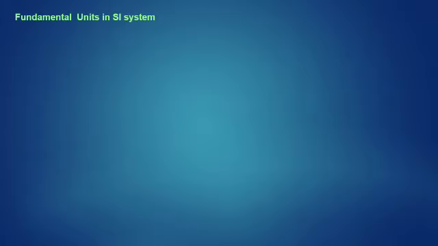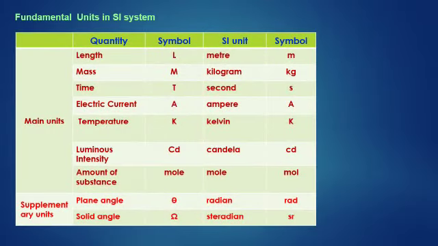Fundamental units in SI system. We have 7 fundamental quantities and their units and symbols: length, meter; mass, kilogram; time, second; electric current, ampere; temperature, Kelvin; luminous intensity, candela; amount of substance, mole. And there are two supplementary units, that is plane angle and solid angle. Plane angle is measured in radian and solid angle is measured in steradian.